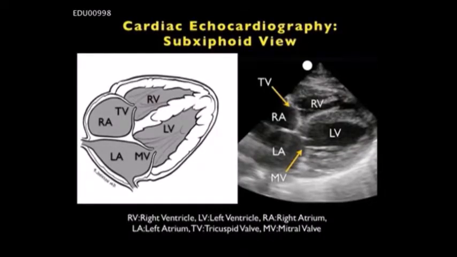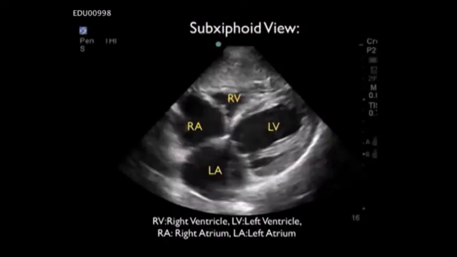From this view, we're looking from an inferior position up towards the heart, and we're going to see the liver as our acoustic window onto the heart, and the right side of the heart closer to the probe. We'll see the right ventricle and right atrium close to the probe and further away the left ventricle and left atrium. We can also see the tricuspid and mitral valves from this view.